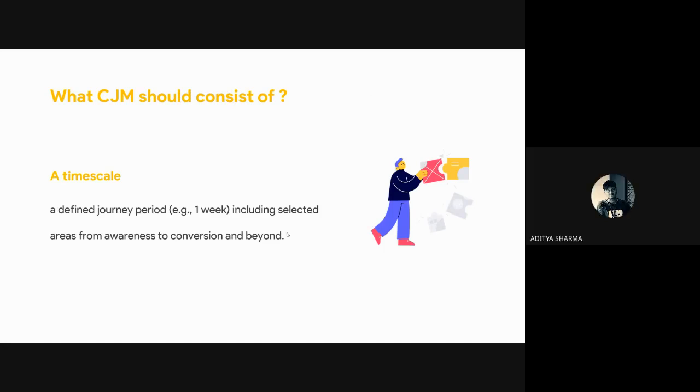So there are different elements of the customer journey mapping. First is the time scale. It depends on what time scale you are referring to. Here we are taking the day-in-a-life activity of Malti Devi, which starts from morning, then she goes to the market, and then comes back and starts cooking.